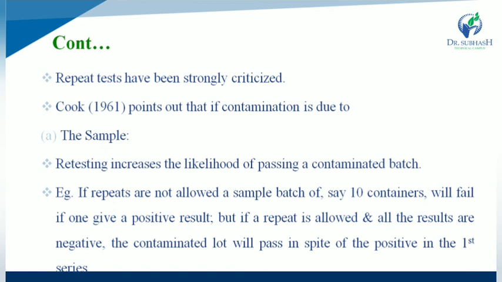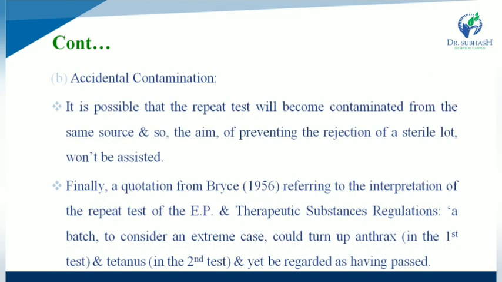Let's take one example. If repeats are not allowed, a sample batch of say 10 containers will fail if one gives a positive result, but if a repeat is allowed and all the results are negative, the contaminated lot will pass in spite of the positive in the first series. In accidental contamination, it is possible that repeat tests will become contaminated from the same source, and so the aim of preventing the rejection of a sterile lot won't be assisted.